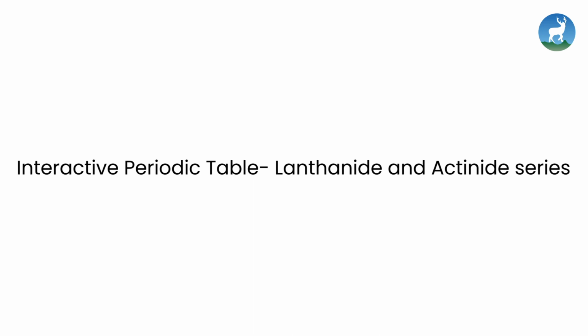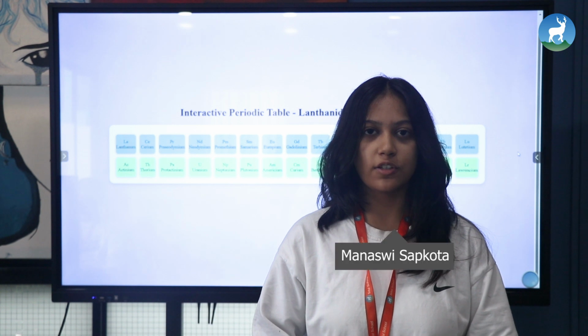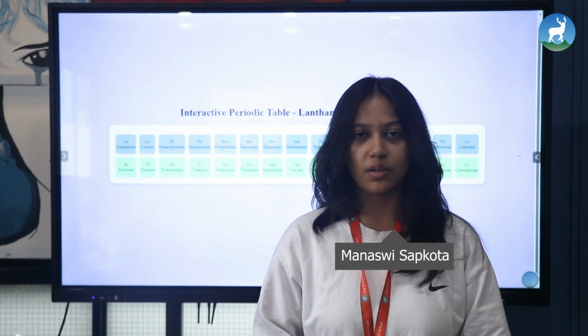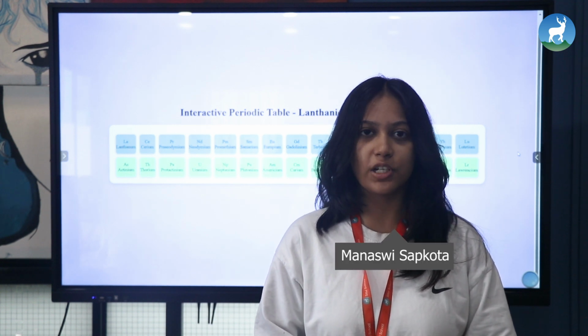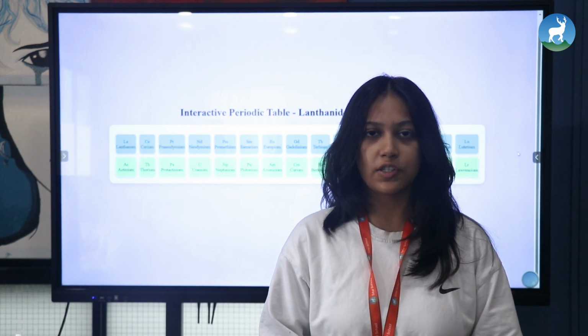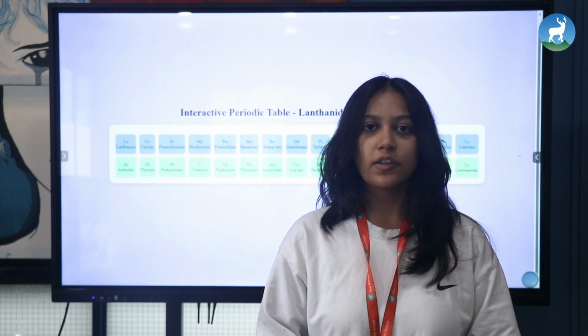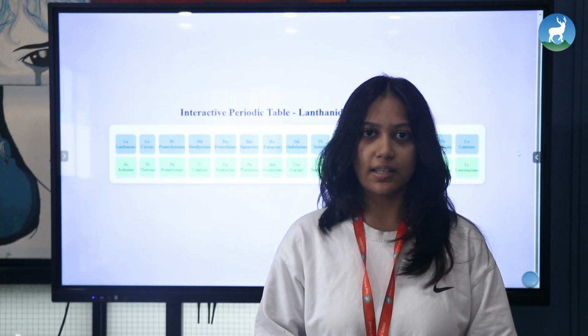The title of the STEM project work is Interactive Periodic Table, Lanthanide and Actinide Series. Theory. A periodic table is a tabular arrangement of chemical elements based on their atomic number, electronic configuration, and their similar characteristics. A periodic table is systematic and helps scientists know more about each element better, hence helping in research. This project is about lanthanides and actinides.